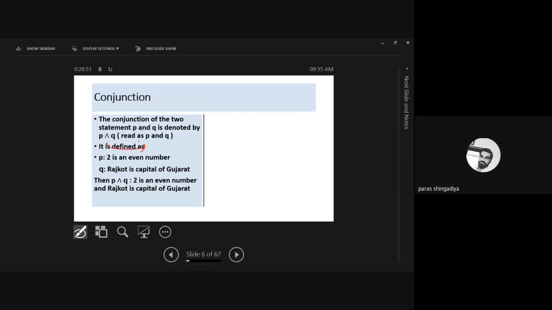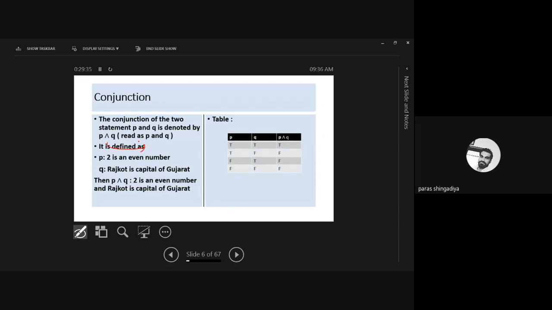Here P is defined as 2 is an even number. You can consider any random statement. Second, Q is Rajkot is the capital of Gujarat. That is the second statement I consider. Now what is the conjunction of both statements? P and Q will be: 2 is an even number and Rajkot is the capital of Gujarat. That is the conjunction of both statements. You combine them by using the AND operator. Now let us check by using a truth table.